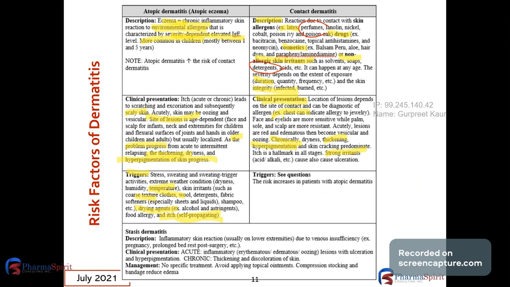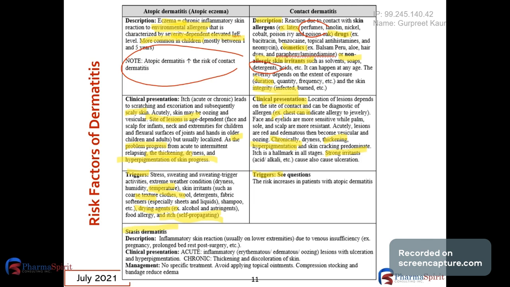In terms of contact dermatitis, we have some questions on the triggers. There are many triggers, and the risk increases in patients with atopic dermatitis. And we mentioned before that atopic dermatitis increases the risk of contact dermatitis. There is also another condition that's called stasis dermatitis.